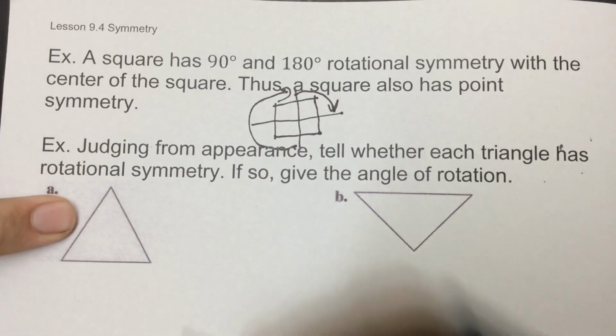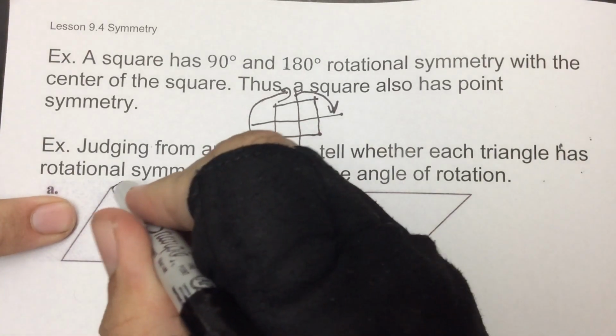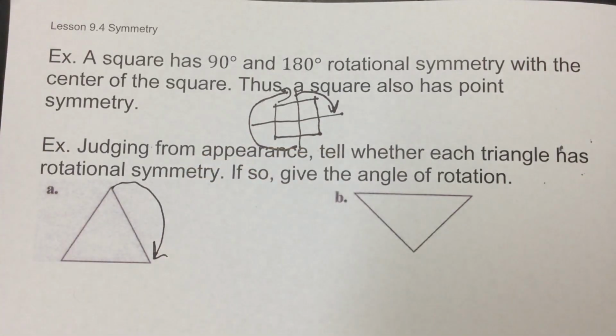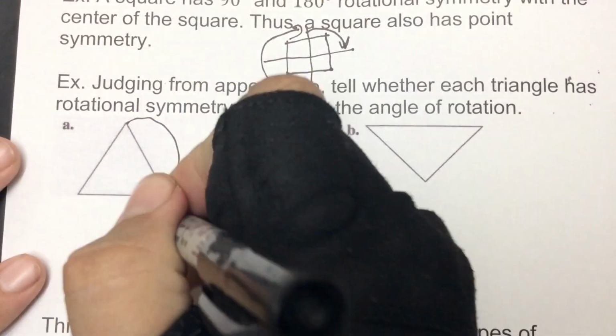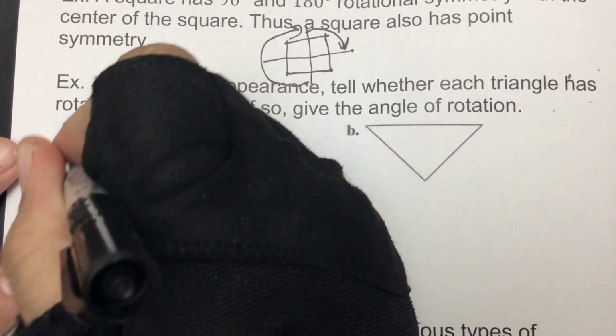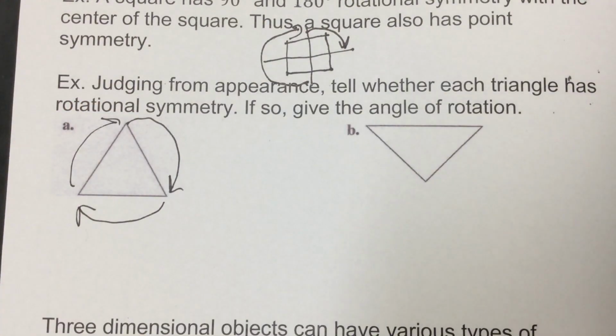Same thing here with the triangle. We could take this point, rotate it around to that point, and it would match back up again. So take it and spin it, and it would look like the same triangle. We could spin it some more, and it would look like the same triangle. So in this case, there'd be 3 different spins we could do with it to have rotational symmetry.